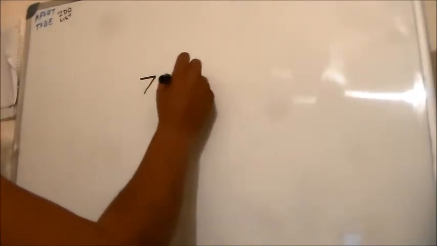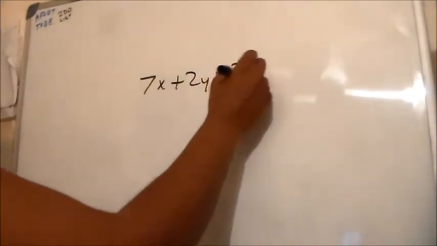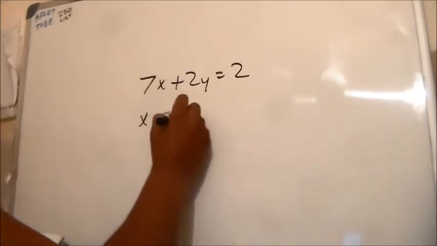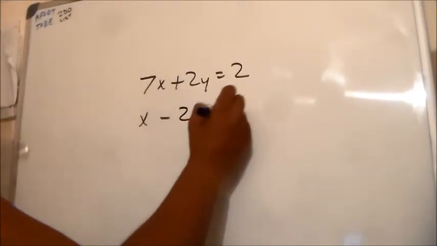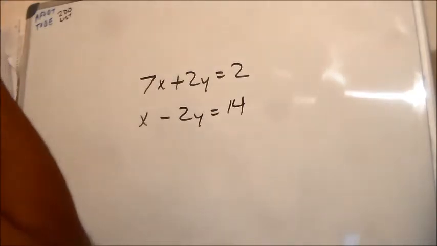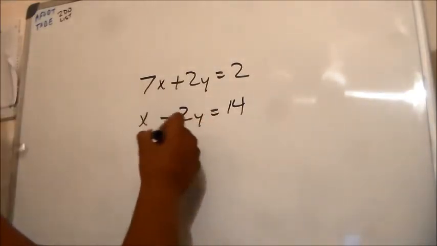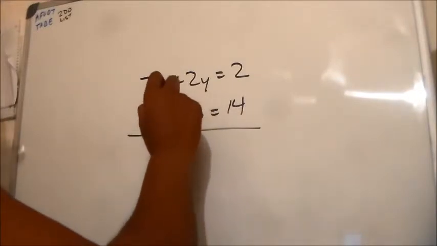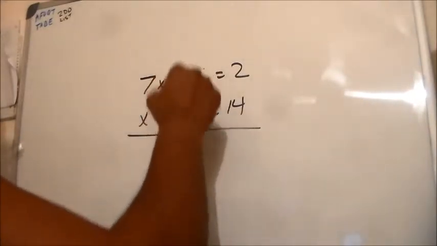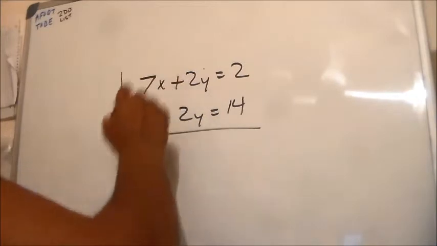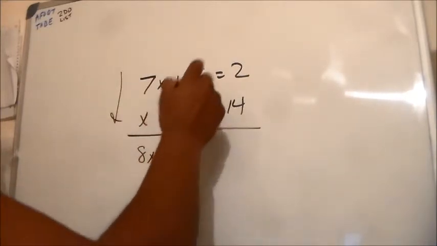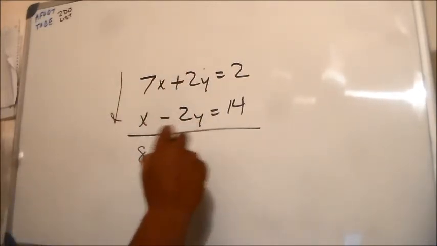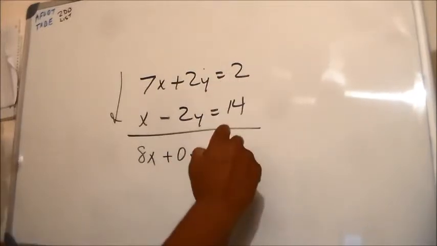Okay, let's find something good on our last question. We'll do a relatively easy one. 7x plus 2y equals 2. x minus 2y equals 14. Okay, so this is pretty much done for us. We know that this is going to cancel if we add down. This is going to be 8x. This is going to cancel out, 0y. And this is going to be 16.